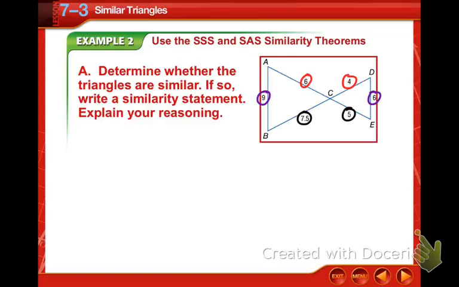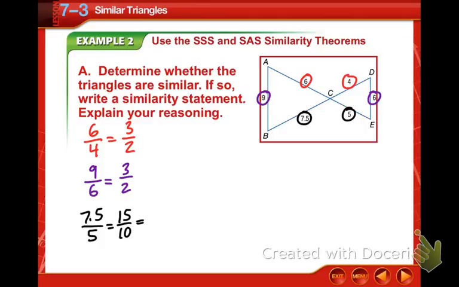So let's set up our proportions. For the 6 and 4, 6 over 4 simplifies down to 3 over 2. 9 over 6, once again, 3 goes into these, 3 and 2 times respectively. And then 7.5 and 5. Now, since that's a decimal, I'm going to double it so we can get rid of the decimal. So that's going to be 15 over 10. 5 goes into both of these, 3 and 2 times.